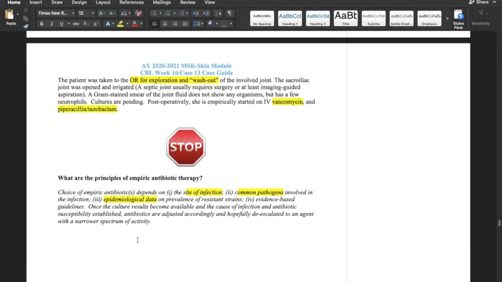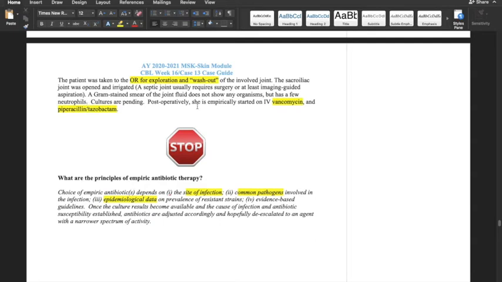So our patient was taken to the operating room for a washout of the involved joint. So the SI joint was open and irrigated. Remember that for most of these, they'll use image guidance, whether it be ultrasound or maybe a CT. Gram stain of the smear did not show any organisms, but there were neutrophils, so that's suggesting there is an inflammatory process, but since there were no organisms, maybe it was one of the bacteria that are a bit more indolent.